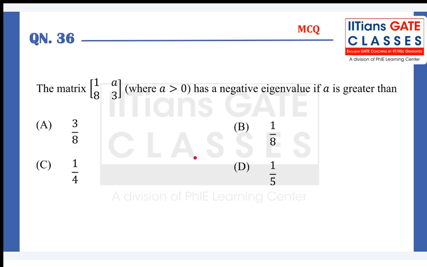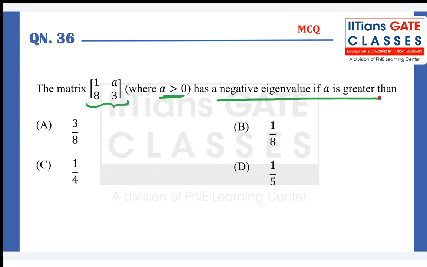Yeah, so this is a standard question. They are giving you a 2 by 2 matrix where A is a positive number. I don't know what A is, an integer or a fraction. We don't know. It's just a positive thing, and it should have negative eigenvalues for what value of A, or what value of A is higher than a certain limit. So this is a standard question.